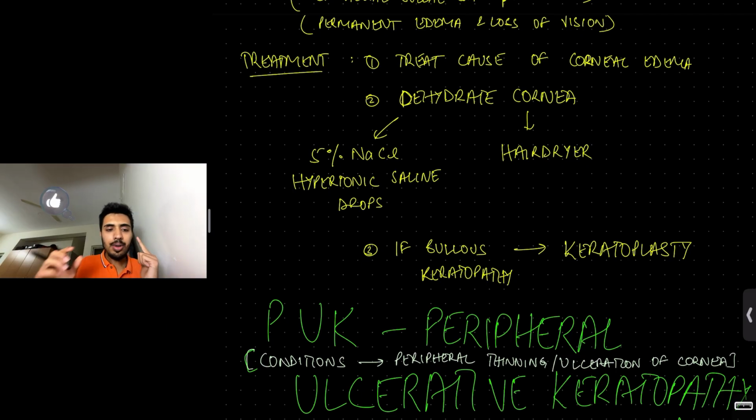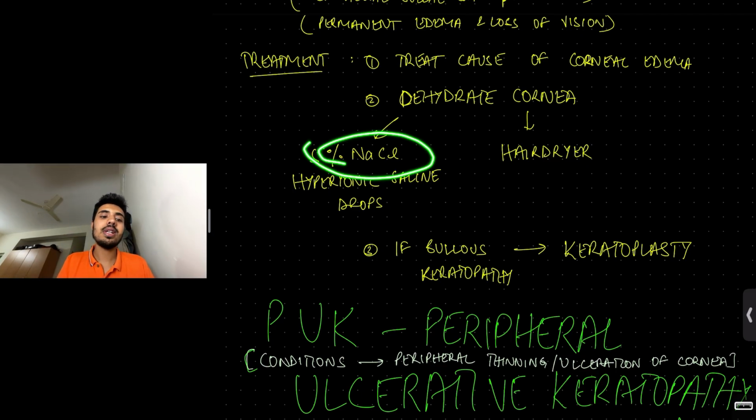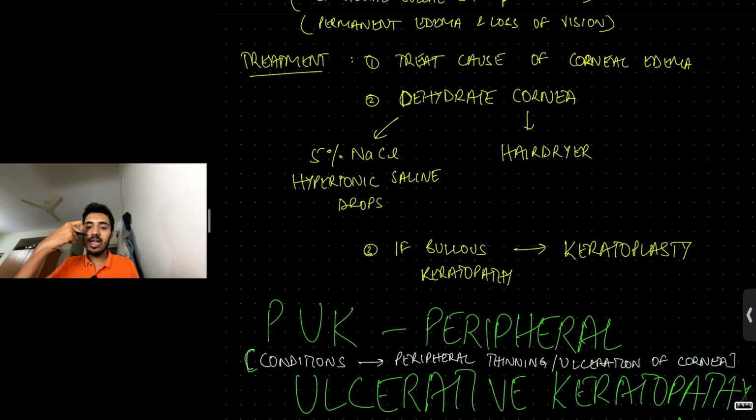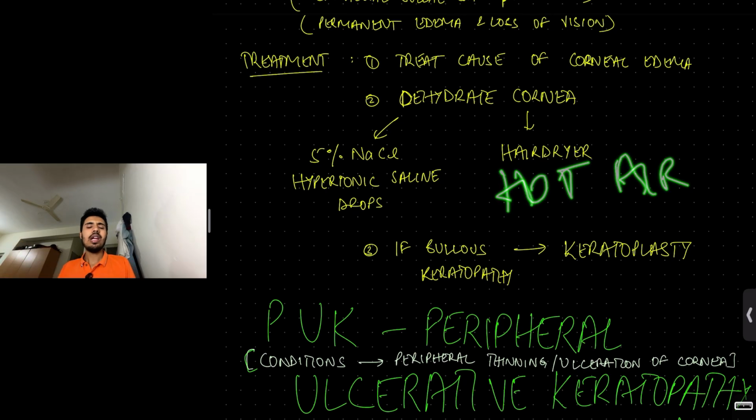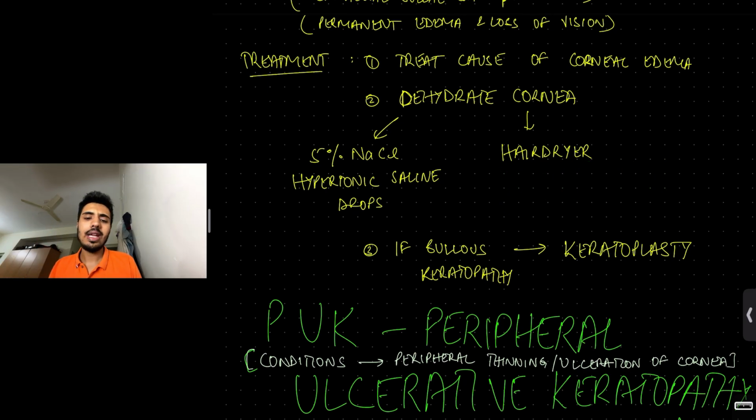Then try to dehydrate the cornea. How will you do that? You'll add hypertonic saline, 5% hypertonic eye drops. You will use a hair dryer and blow hot air onto the cornea. You can try that. If all that doesn't work, and it is a long-standing case of corneal edema that has reached almost bullous keratopathy, it has become bullous keratopathy, then you have to go for corneal transplantation or keratoplasty.